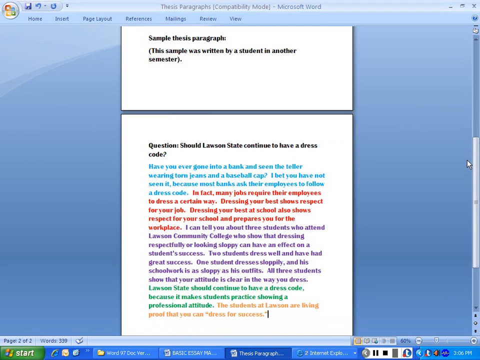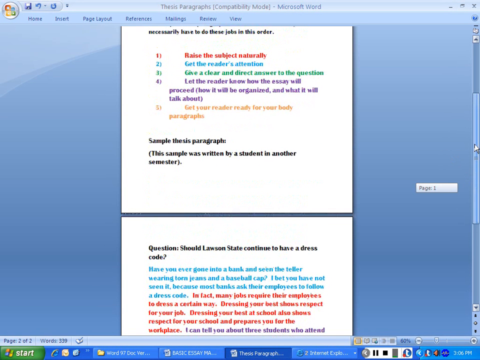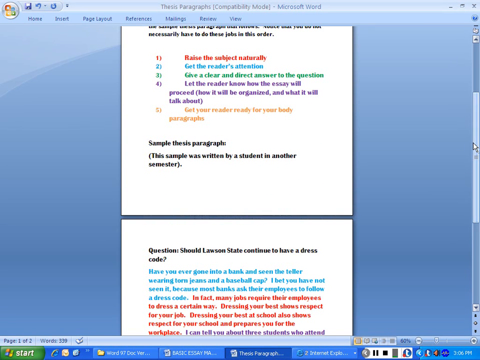I can tell you about 3 students who attend Lawson Community College who show that dressing respectfully or looking sloppy can have an effect on a student's success. 2 students dress well and have had great success. One student dresses sloppily and his schoolwork is as sloppy as his outfits. All 3 students show that your attitude is clear in the way you dress. In these sentences, the author is letting the reader know how the essay will proceed. It's going to have 2 paragraphs about students who dress well and meet with success, and 1 paragraph about a student who does not dress well and does not meet with success.